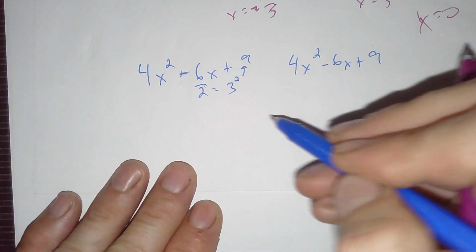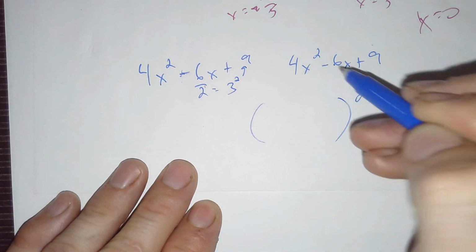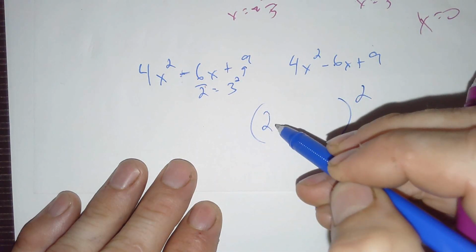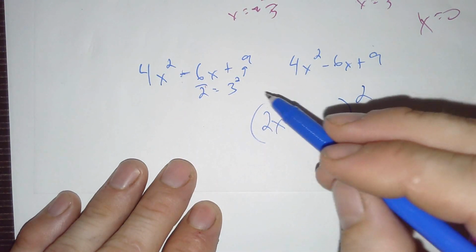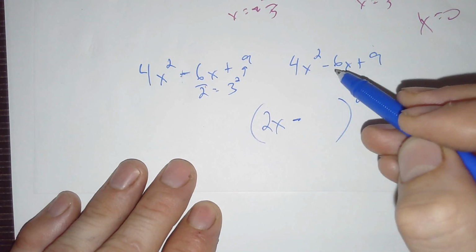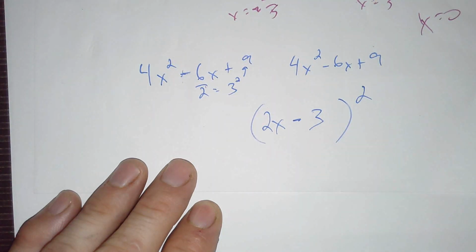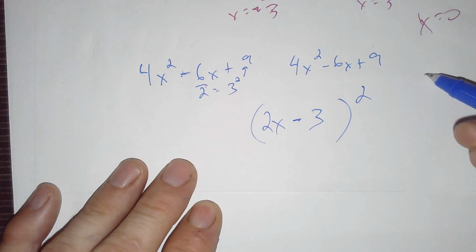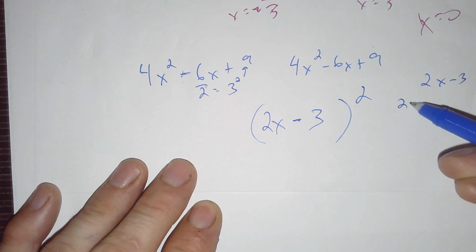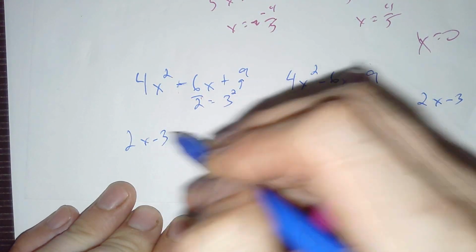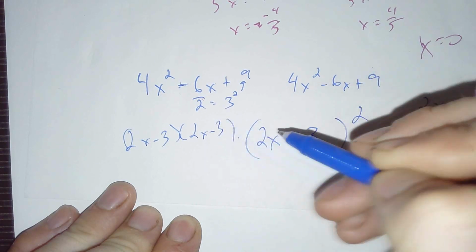So when it's like this, it's going to be a binomial squared, where my first term is the square root of that, which is 2x, because the square root of 4 is 2, the square root of x squared is x. Then the sign of the second number, which is negative of your b term, and then the square root of your third number, right? So this is 2x minus 3 squared, which is 2x minus 3 times 2x minus 3. Those are the same thing.